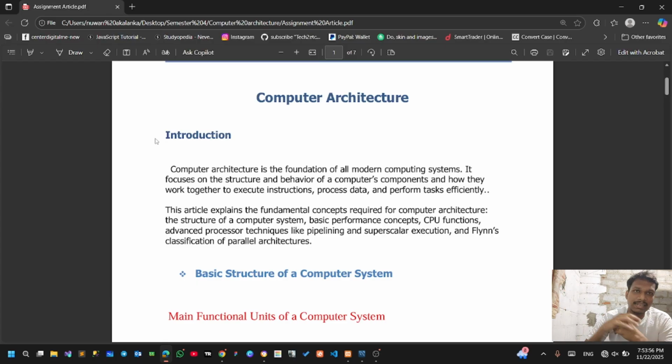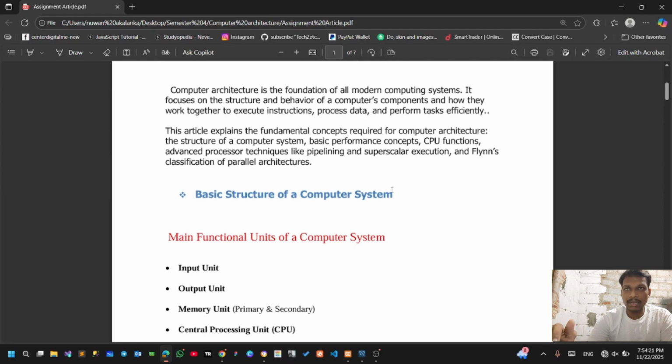This article explains the fundamental concepts required for computer architecture, the structure of a computer system, basic performance concepts, CPU functions, advanced processor techniques like pipelining and superscalar execution, and Flynn's classification of parallel architectures. So here the main topic is the basic structure of a computer system.